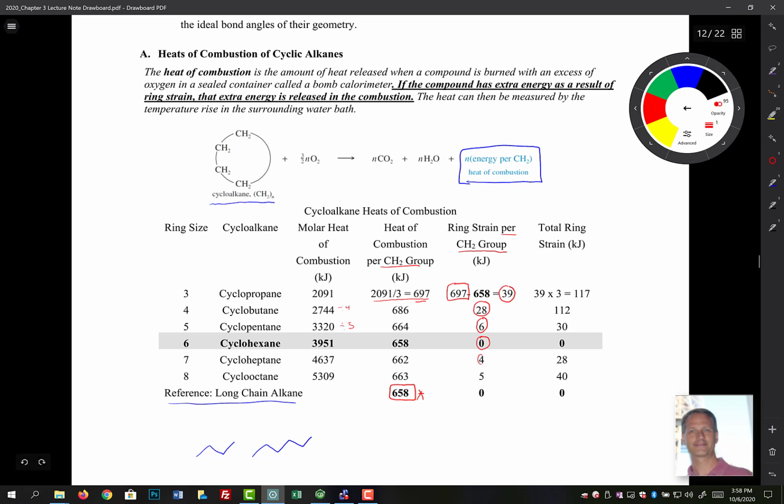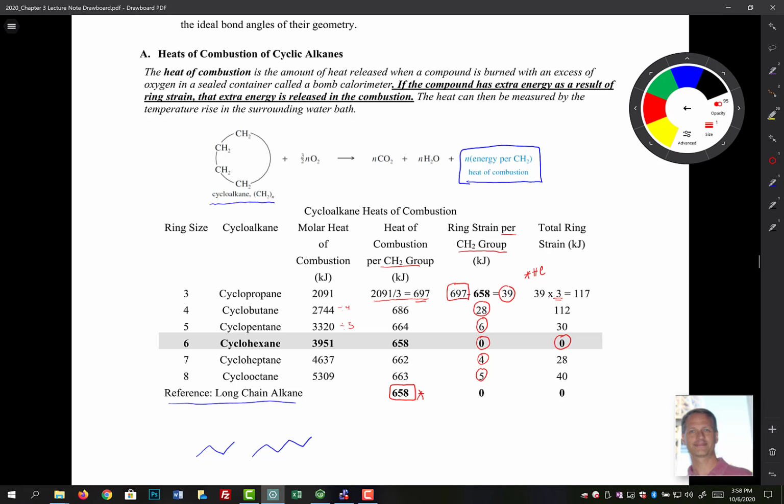And then heptane is a little bit larger, and octane a little bit larger than that, right? So a little bit of a jump there. Now, if we wanted to determine the total ring strain, we could take this number and multiply by the number of carbons. So times 3 gives us 117. And here we can see the total ring strain, again, for cyclohexane is 0. And that's the magic thing that we need to remember.